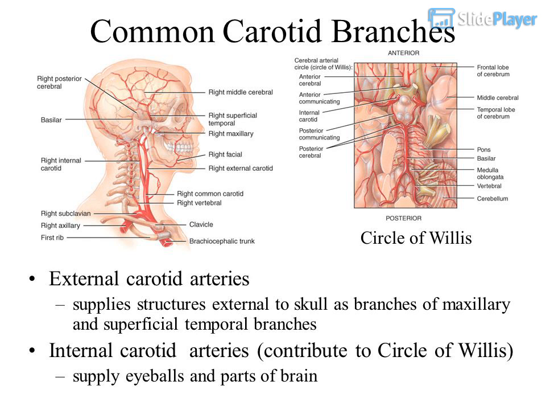Common carotid branches. Circle of Willis. The external carotid arteries supply structures external to the skull as branches of maxillary and superficial temporal branches. The internal carotid arteries contribute to the circle of Willis and supply the eyeballs and parts of the brain.